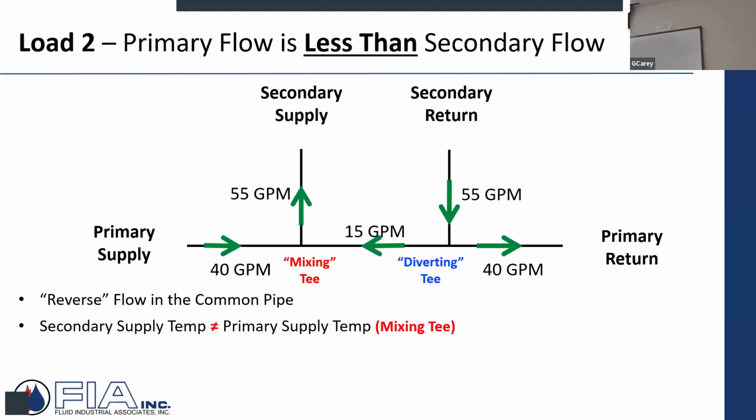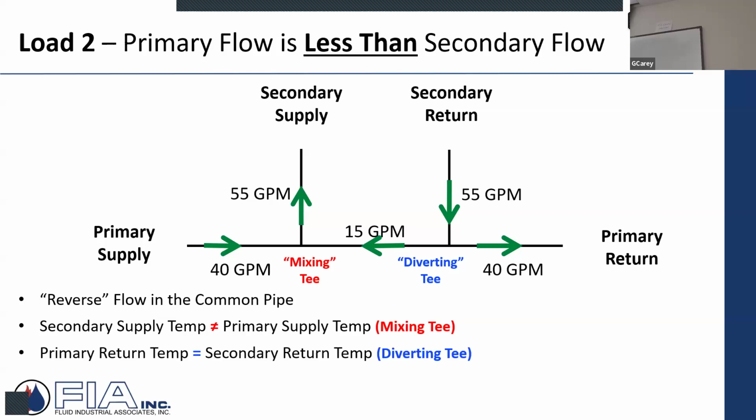Secondary supply can't match the primary. Why can't this temperature here be the same as this? Different flows, but what am I doing? I'm taking return water and I'm cooling down the hot. So it can't be the same. That might be by design. Maybe I'm mixing it down intentionally, as you start getting into thinking about systems.